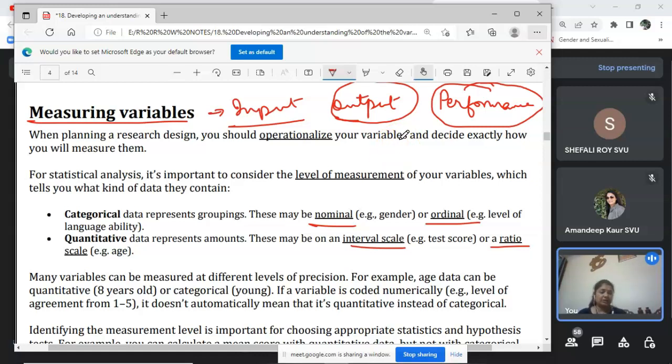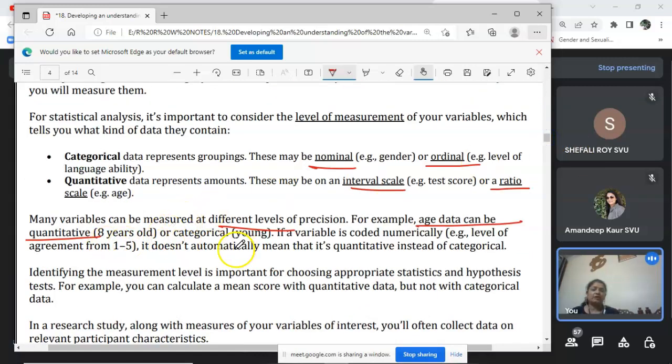That is why this particular topic was taken initially, so that you will be able to understand when it comes to data collection, when it comes to the measurement of the data on the basis of statistics or anything. Now see the example: many variables can be measured at different levels of precision. For example, age data can be quantitative data, right? Then we have to categorize that on the basis of ages, and level of agreement between 1 to 5 and all, class interval; gender also can be used here.